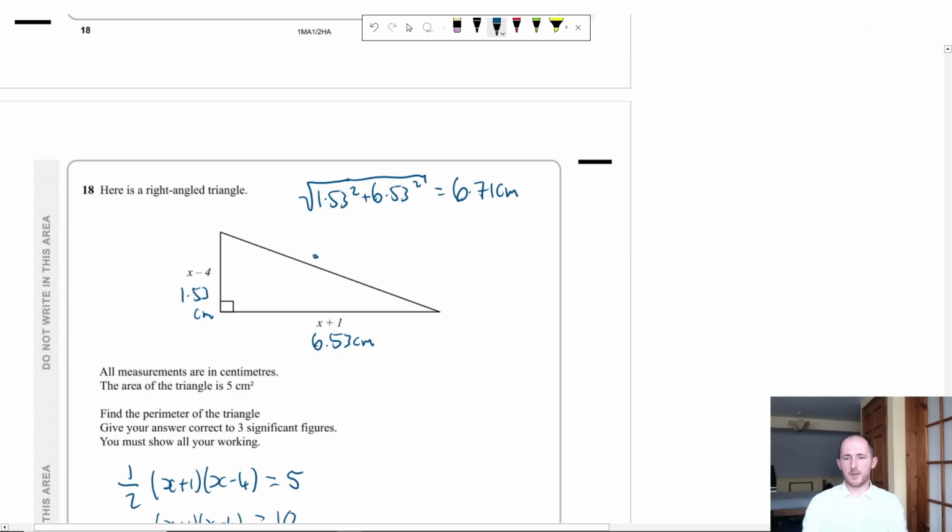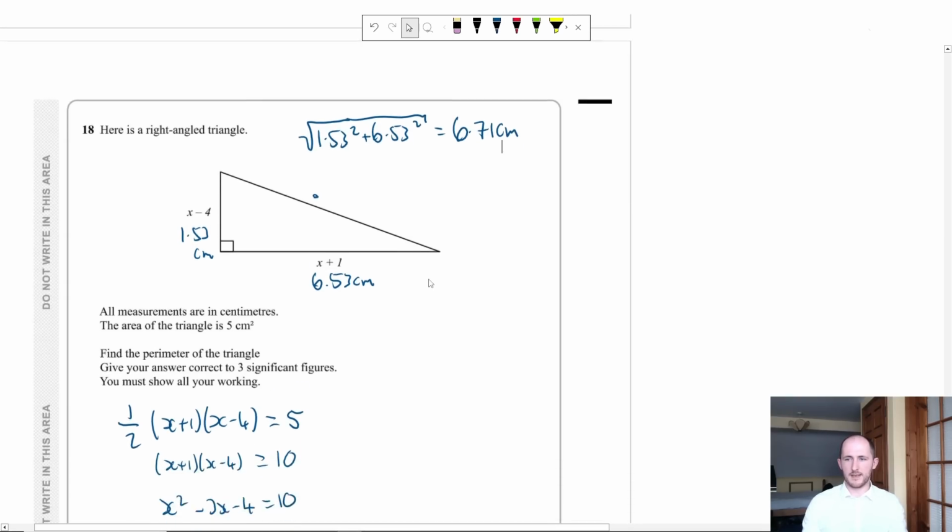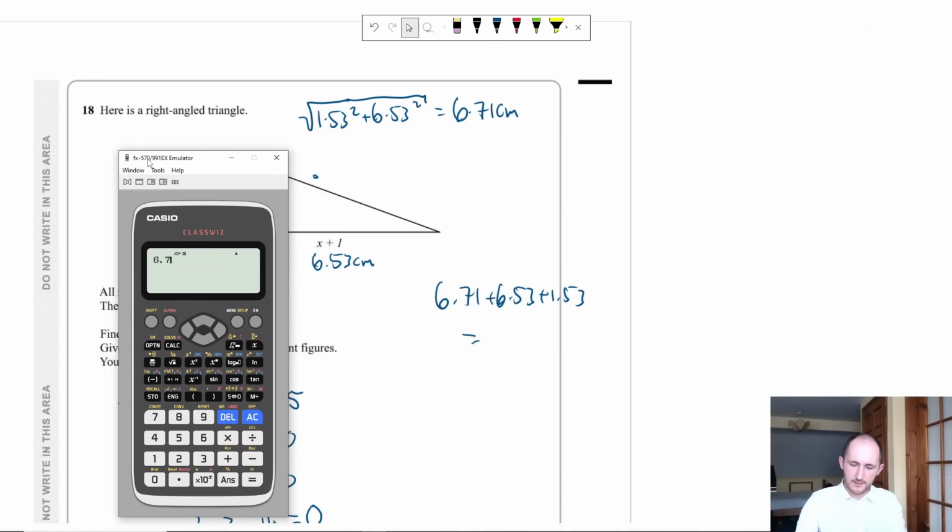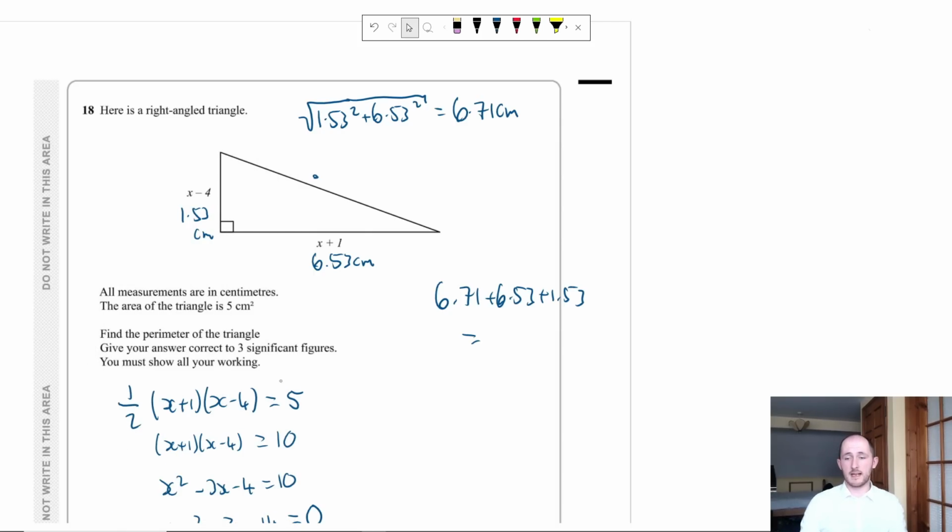Okay. So now what's the perimeter? Well, all we need to do is add up these three sides. So the perimeter is just going to equal 6.71 plus 6.53 plus 1.53. That gives me an answer of 14.77, but to three significant figures, that's going to be 14.8 centimeters.